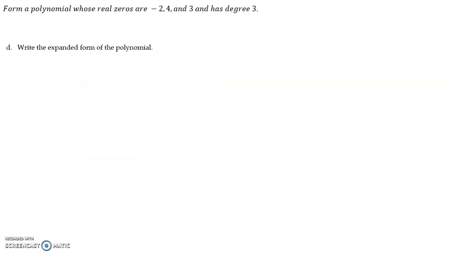And for part D, we want to go ahead and write our function in expanded form. So let's go ahead and jot down what we had for our factored form. Remember, this was x plus 2 times x minus 4 times x minus 3. This was our factored form. Expanded form means you want to multiply it out.